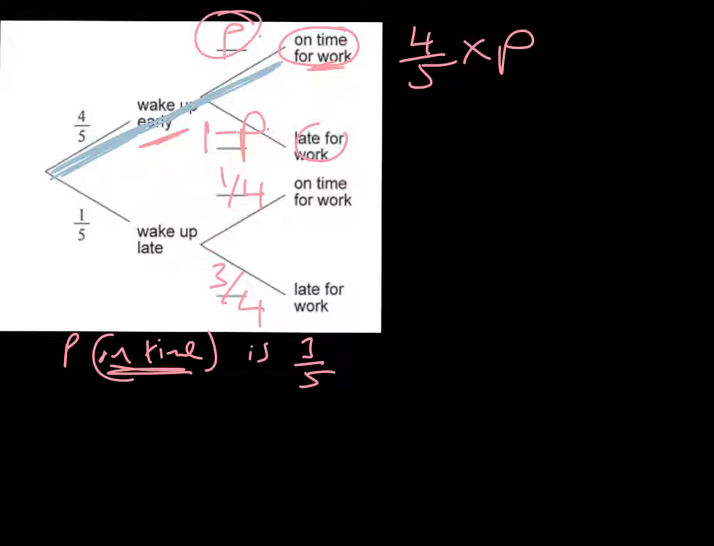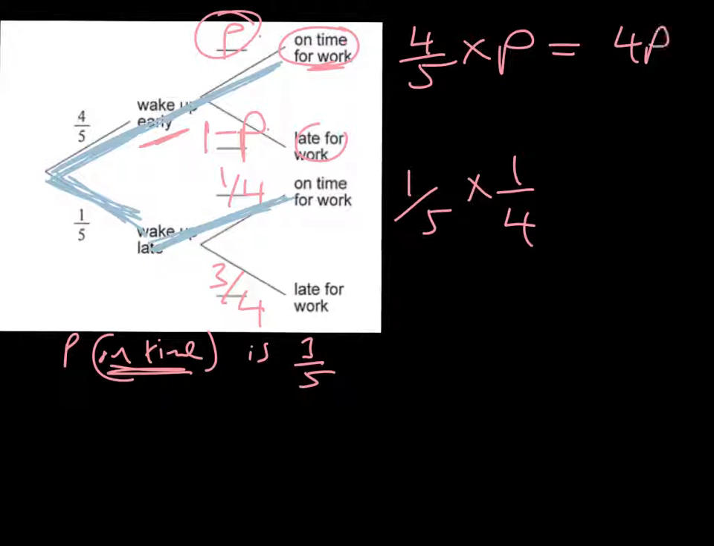The second way that he can arrive on time for work is that he wakes up late and then still arrives on time for work. And again, going along the branch of the tree diagram, we need to multiply. So the probability that he arrives on time and he's woken up late is going to be 1/5 multiplied by 1/4. So we can simplify that. This is going to be 4p over 5, and this one is going to be 1 over 20.